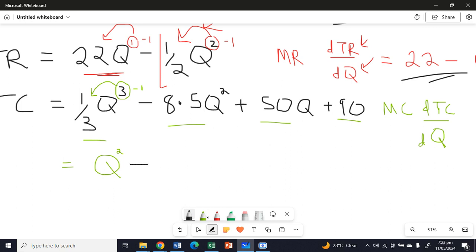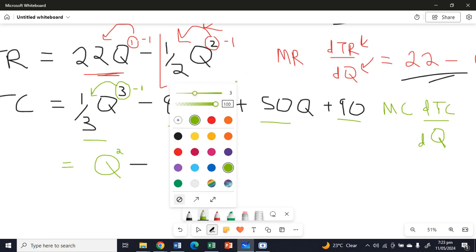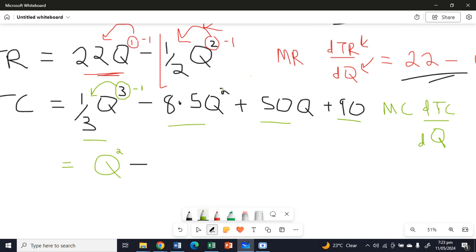Minus, we go to the next term, 8.5q squared. The exponent: 2 times 8.5, that is 17. You subtract 1 from the exponent, 2 minus 1, that is 1. So we have 17q.